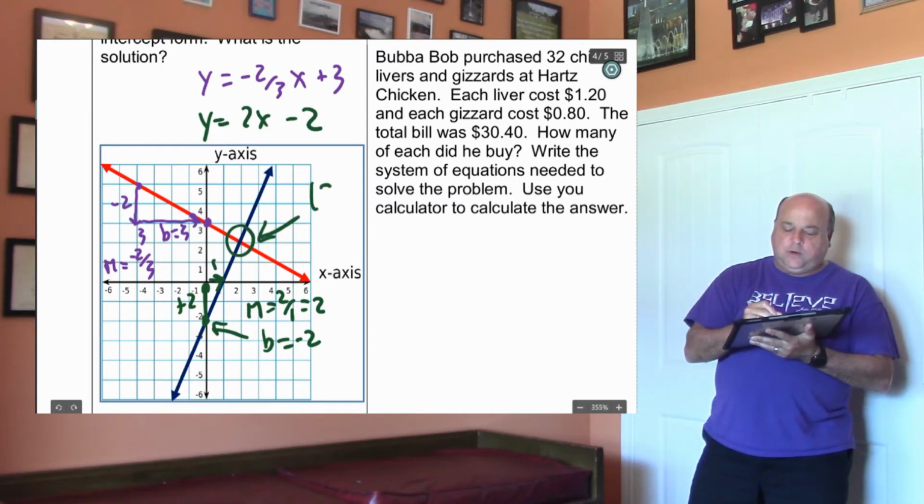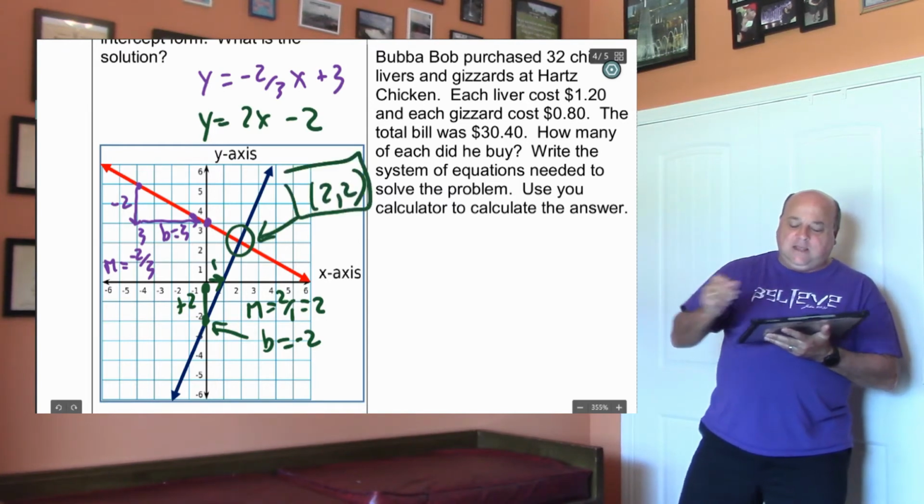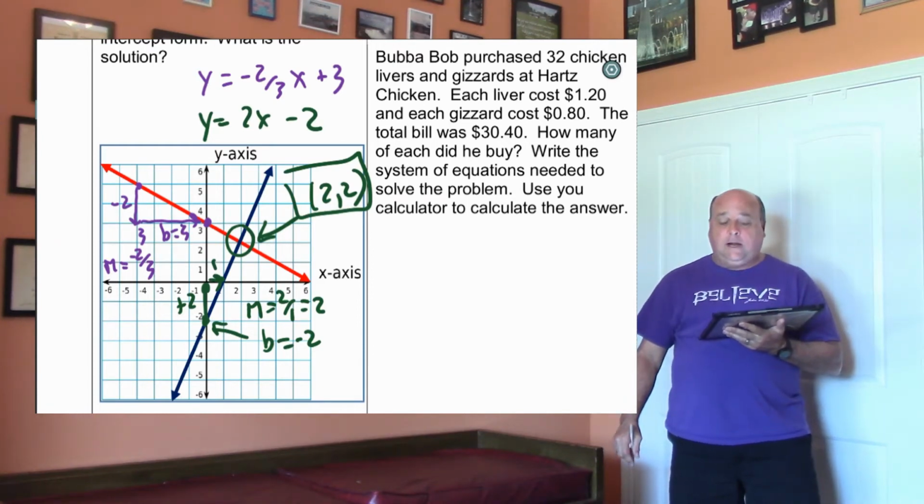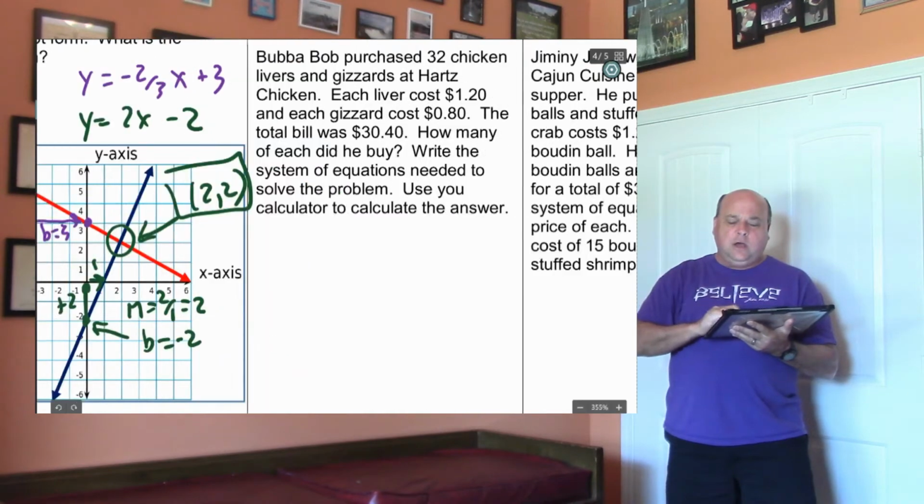So the intersection point is (2, 2). If they give you the graph, you can automatically get the answer because you can just look at the intersection point, right? Continuing on, let's go to the next one.